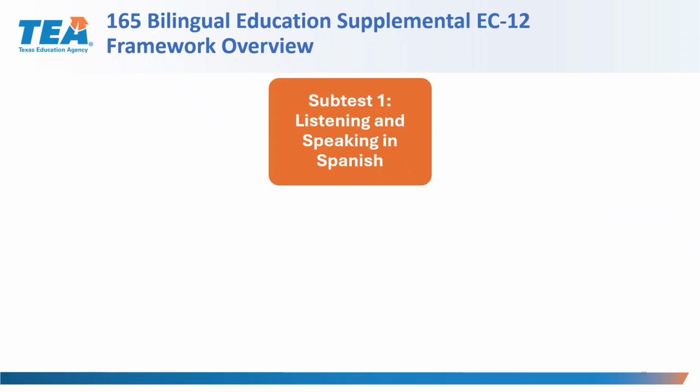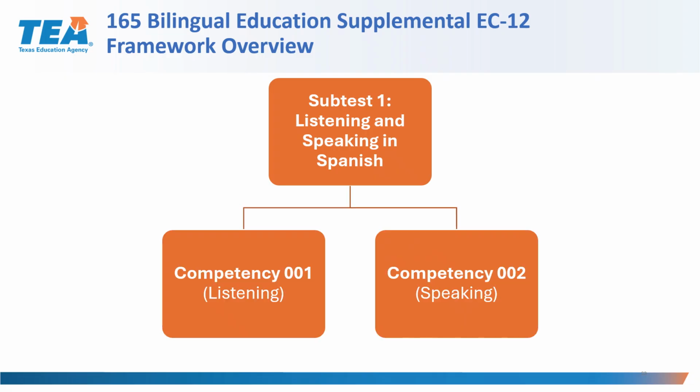Our first subtest, subtest 1, is listening and speaking in Spanish. It's made up of 2 competencies, competency 1, listening, and competency 2, speaking. There is some similar content here, again, that can be found on your full crosswalk, but we're going to focus on taking a closer look at some distinct areas of difference in the 165 and the 164/190 exams.